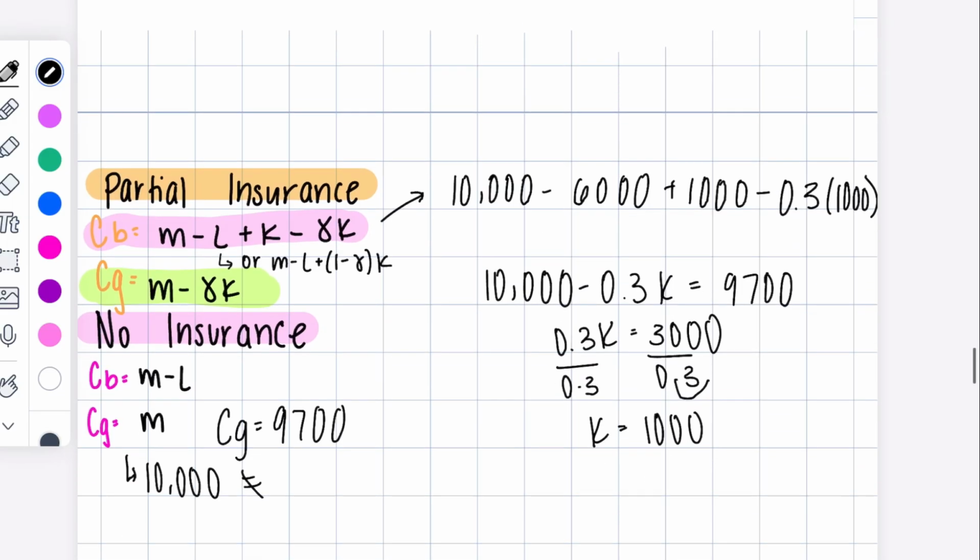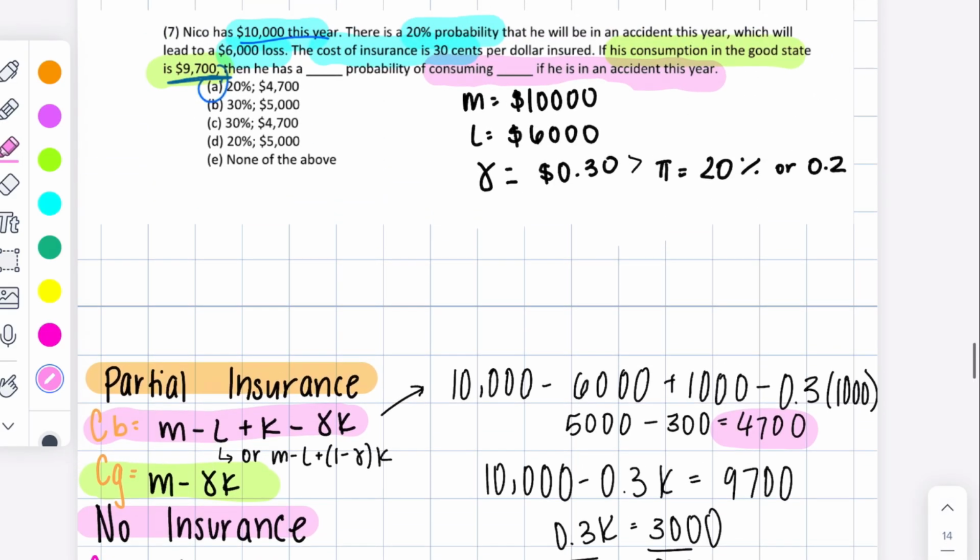That means that we have 5,000 minus 30% of 1,000, which is 300, equals 4,700. So that's going to be our consumption in a bad state. And since it tells us that there's a 20% probability he will be in an accident, that means he has a 20% chance of consuming that amount under the bad state, right? And so it's a 20% chance that he will consume $4,700.